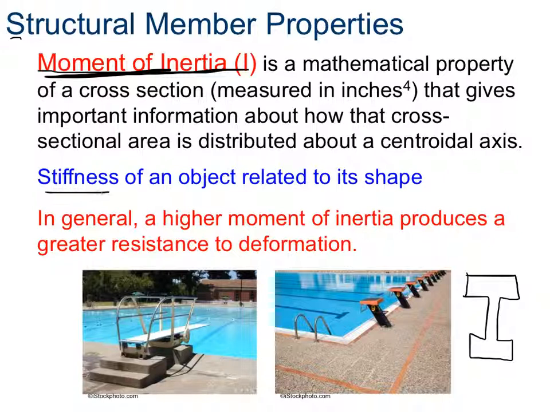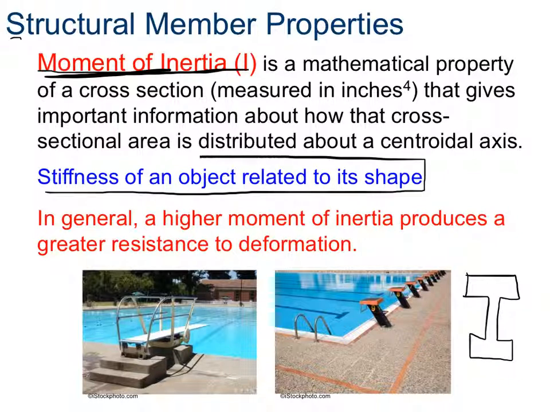So we're concerned with how stiff that object is. So it's the stiffness of an object related to its shape, okay? So the higher the moment of inertia, the greater resistance it has to deformation. So that means that the higher the number, the less likely it is to get deformed, okay?